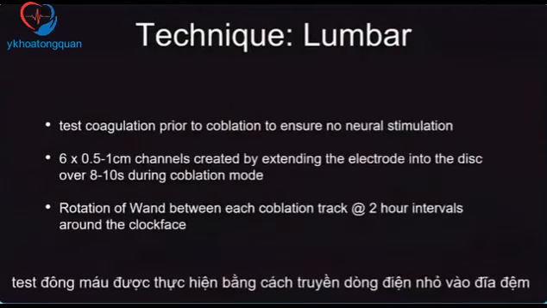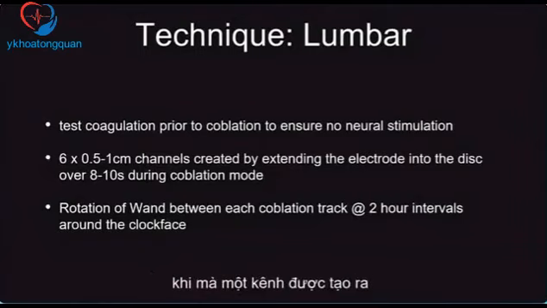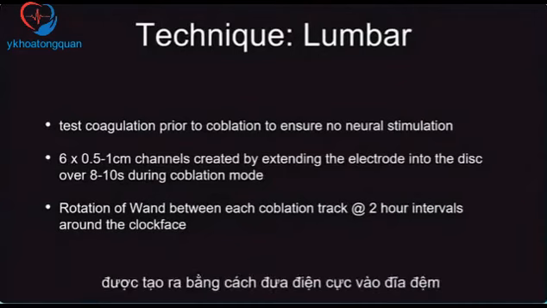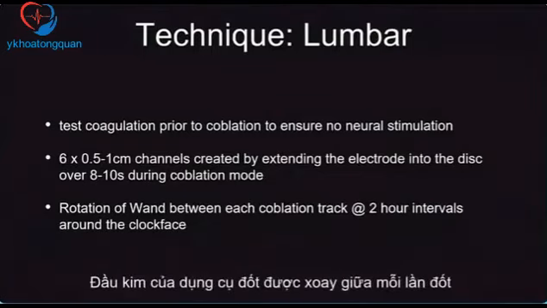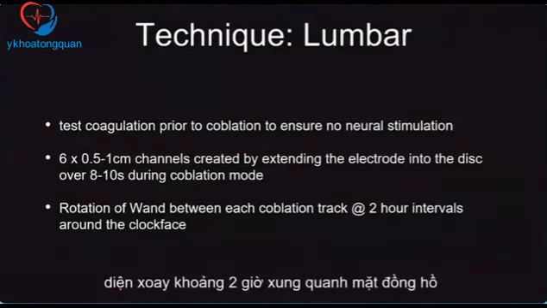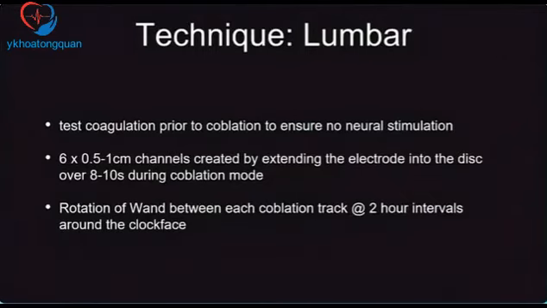Test coagulation is performed by sending a low-dose electric current through the electrode into the disc to ensure that there is no neural stimulation. Once this is ascertained, coblation commences. Six 0.5 to 1 centimeter long channels are created by extending the electrode into the disc over an 8 to 10 second period with the machine set at the coblation mode. Rotation of the Spine 1 is then performed in between each coblation track at 2-hour intervals around the clock face to extend 6 tracks in different directions.